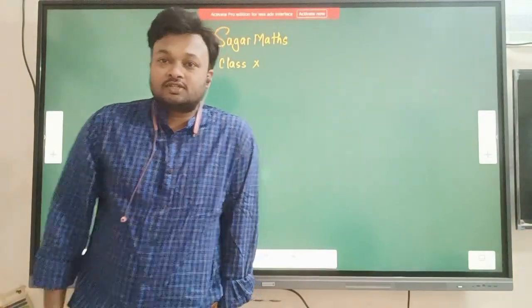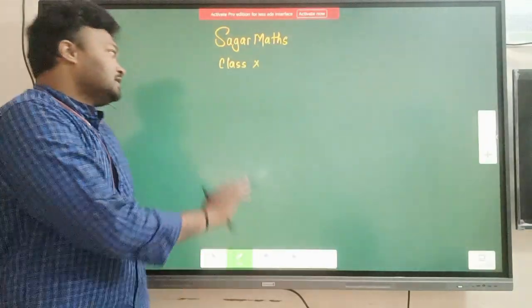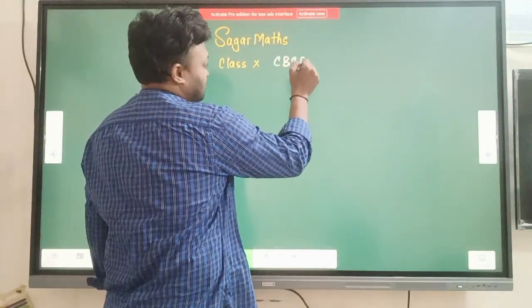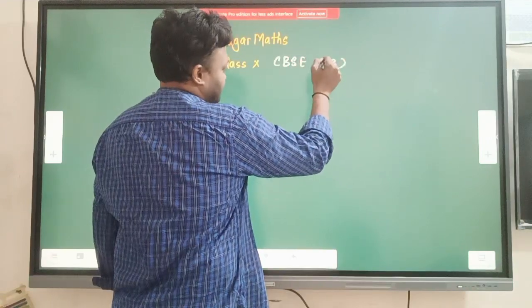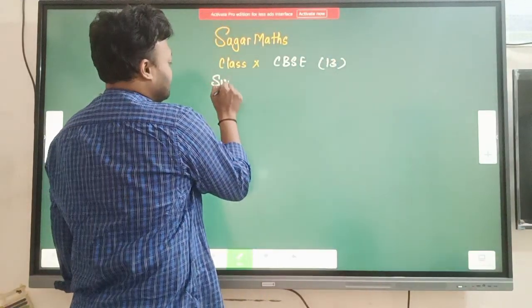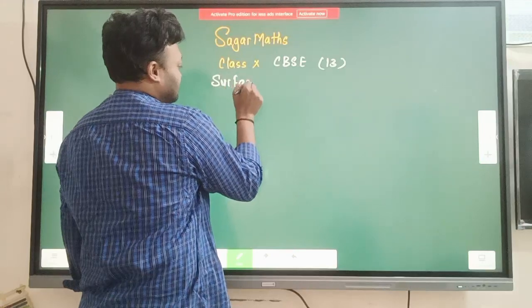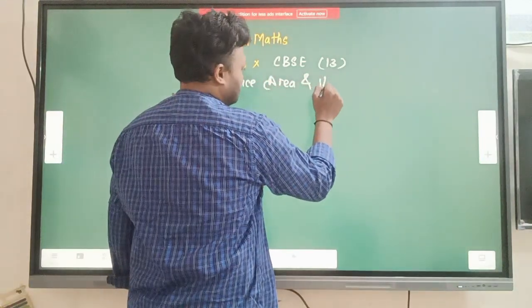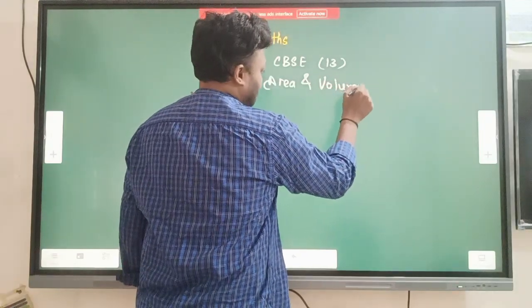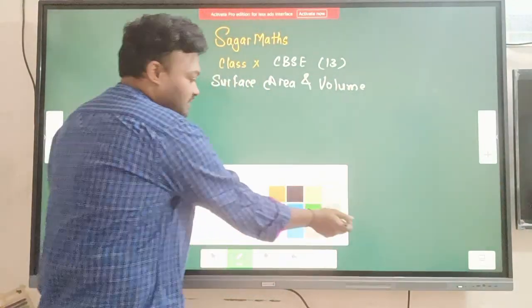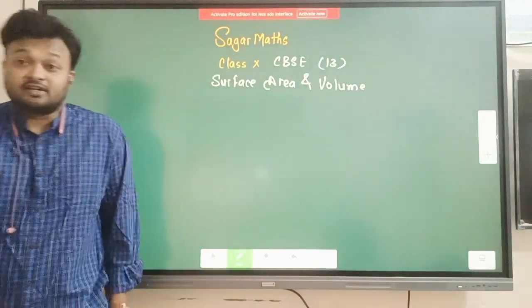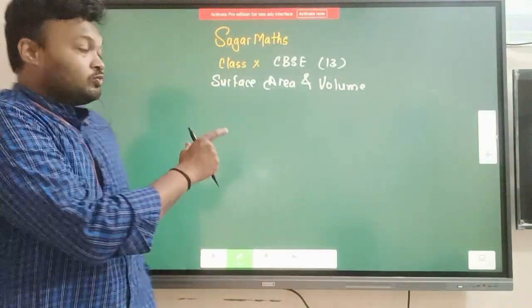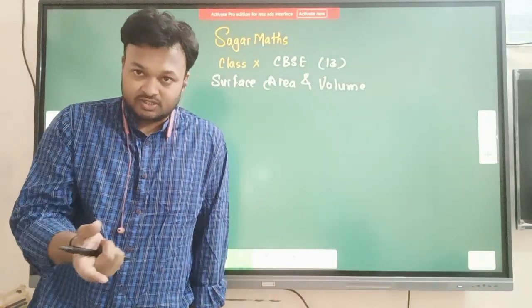So, hello students, we are here to learn class 10 CBSE chapter number 30, which is surface area and volume. We have already learned this same chapter in 6th, 7th, 8th, and 9th standard, and it is now in 10th standard also. But in 10th standard, we only have application based questions.